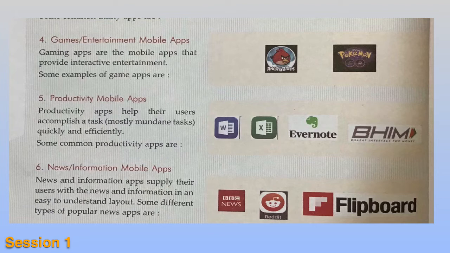Sixth one, news and information mobile apps. These apps provide us different news from different parts of the nation or the world, and a few of them provide information, like Reddit and Flipboard. Flipboard is a kind of app where you can take the data of multiple apps and keep it in one place, so that you can simply open Flipboard and get the information about those apps. So these are all news and information apps which are present in our mobile phones.